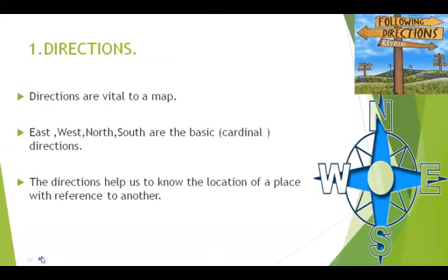Let's start the content of today's lesson. And the first element is directions. Directions are vital to a map. East, west, north, south are the basic or cardinal directions. The directions help us to know the location of a place with reference to another.